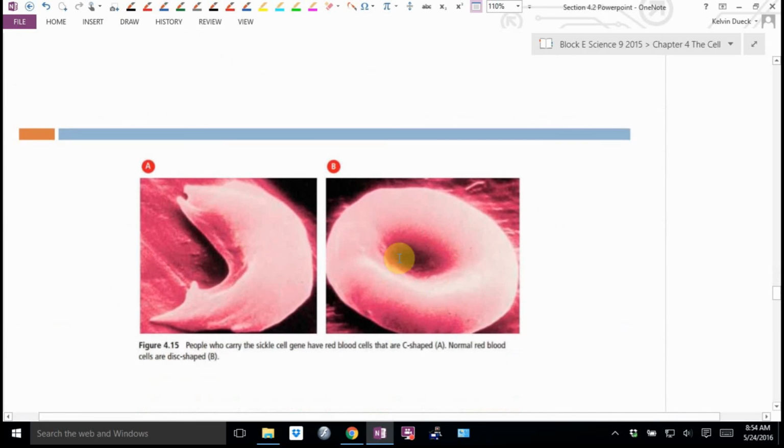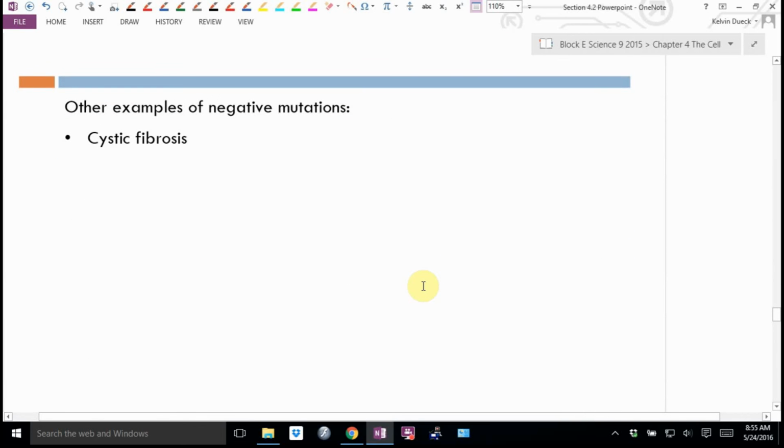On the right, this is what a normal hemoglobin blood cell looks like. You can kind of see why they call it sickle cell anemia. This is when you have that swapping of the base pairs. A sickle is like a half-shaped circle that you use to cut down grass. So people who carry the sickle cell gene have red blood cells that are C-shaped. Normal red blood cells are disc-shaped, and these can carry more oxygen. Cystic fibrosis is another example of a negative mutation.